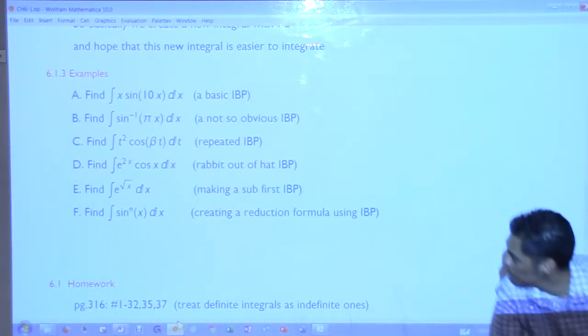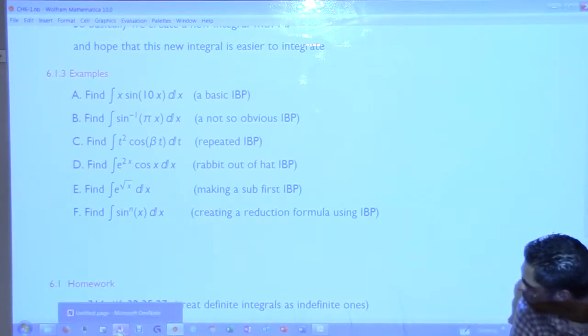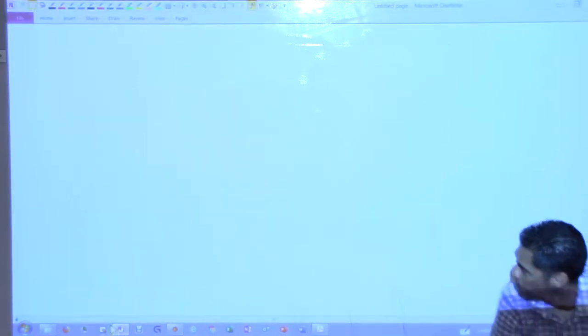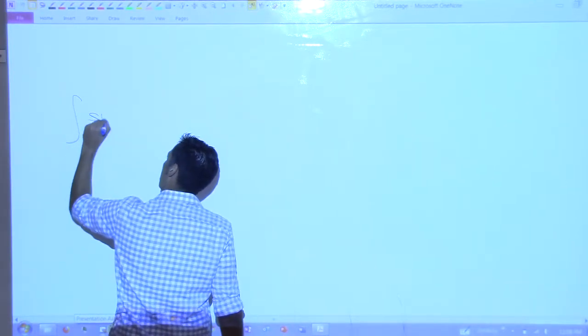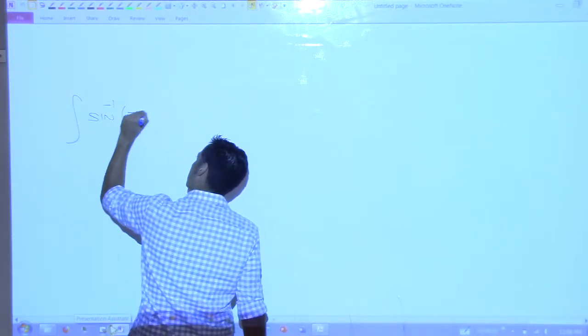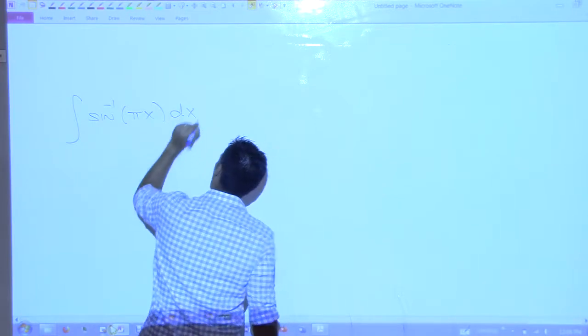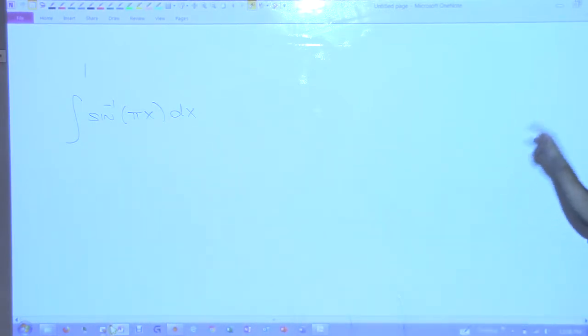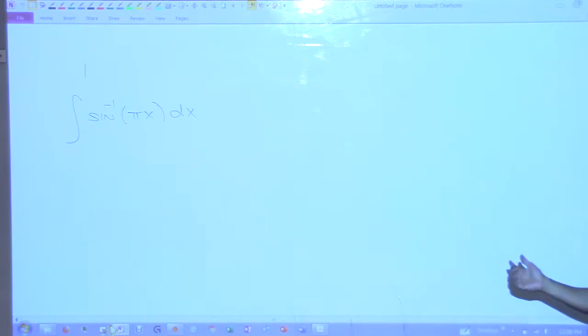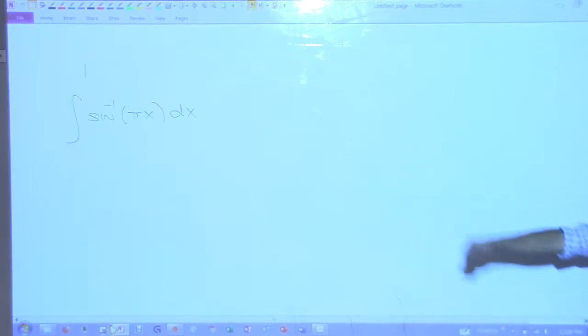Integral, what's the antiderivative of arc sine of pi x? Now look everyone, I understand that we have a formula on our formula sheets that will tell us what the derivative of arc sine of x is, right? But we do not have a formula on our formula sheets that tells us what the antiderivative of arc sine is. Agree?